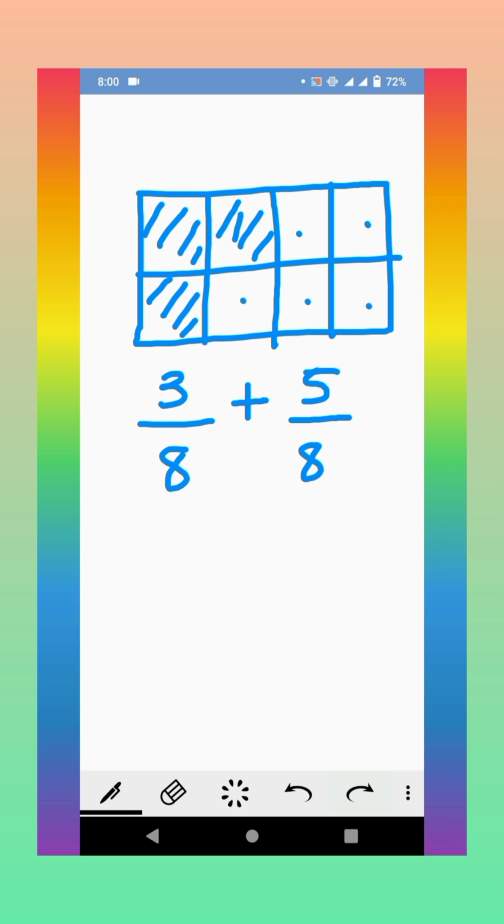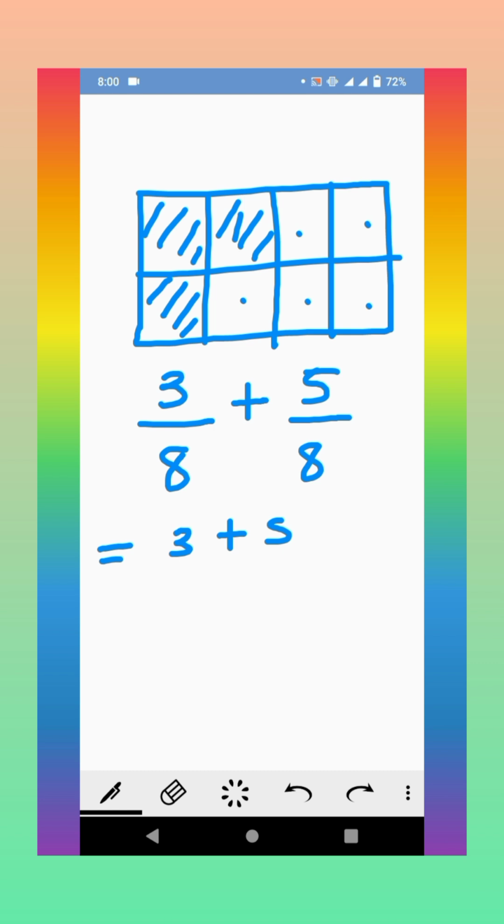So what will you add to 3 over 8 that will give you 1? You can see that it's 5 over 8. 3 over 8 plus 5 over 8 will give you 1. You notice that something about this fraction thing is that the denominator doesn't change. The denominator doesn't change, but the numerators need to sum up to the denominator.